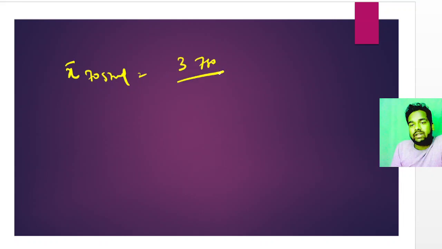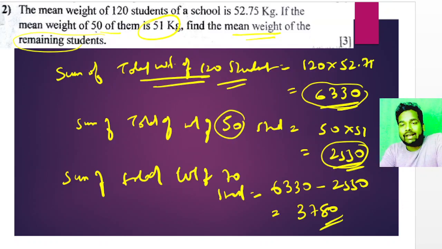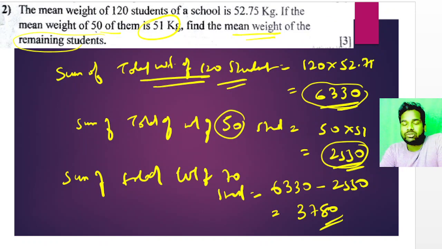Now again, since the question is asking for the mean value of 70 students, you can write mean value of 70. How much did it come to? That is 3780 divided by 70. If you simplify, it is 378 divided by 7, which will come as 54. So the final answer is that the mean weight of the remaining students will be 54 kg. Okay, I think this is a very easy question.